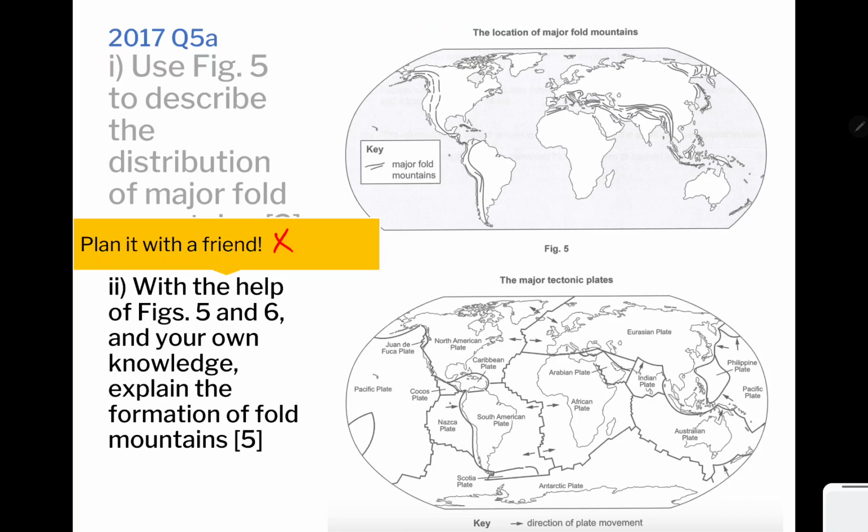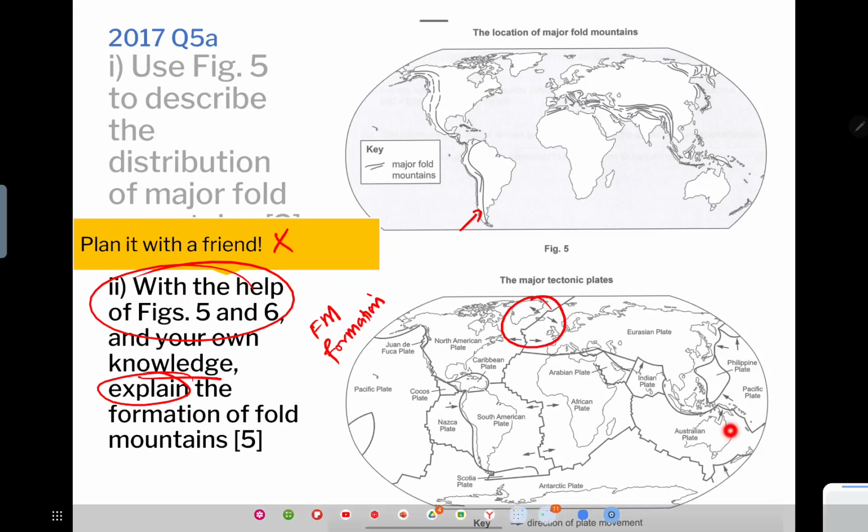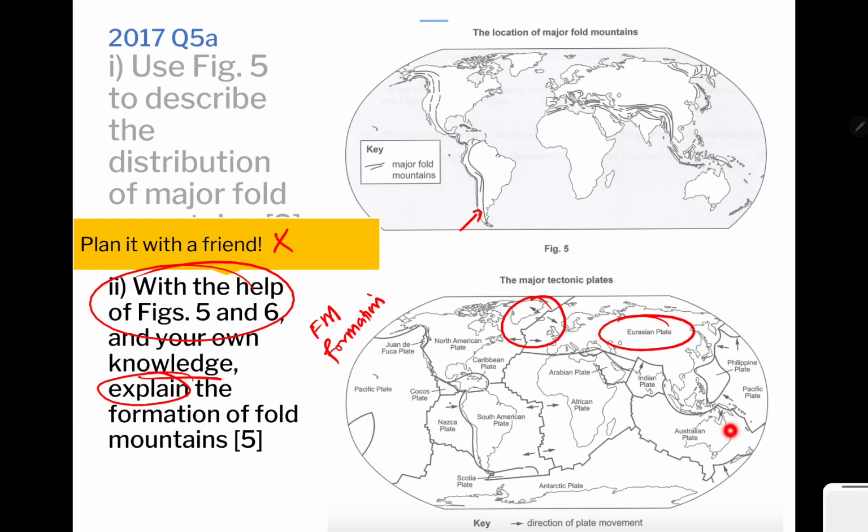So now, with the help of figure 5 and 6 and your own knowledge, explain the formation of fold mountains. Again, let's take a look at the command words. First, 5 marks, right? First one, explain. Second one, fold mountain. That's the topic they're asking about. Specifically, formation. You need evidence, figures 5 and 6. Figure 5 obviously is where the fold mountains are. Figure 6, what evidence can you give me? Divergent or convergent, name of plates. So definitely they will be looking out for that.